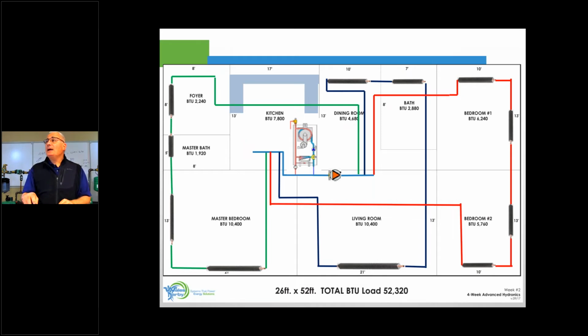So to save some time, I'm going to move us along a little bit here. If I take the red zone, and up to 2 bedrooms, that's 12,000 BTUs. And if I take 12,000 BTUs and divide that by 10,000, I should get 1.2 GPM.